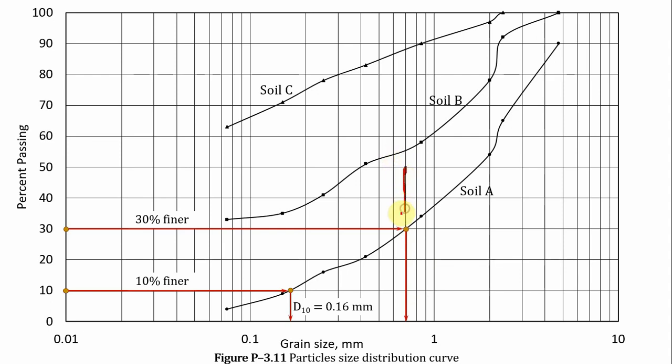So, anong reading ng vertical line na ito class? So this is 0.1, 0.2, 0.3, 0.4, 0.5, 0.6, and this is 0.7. So therefore class, the diameter at 30% finer, this is 0.7 mm.